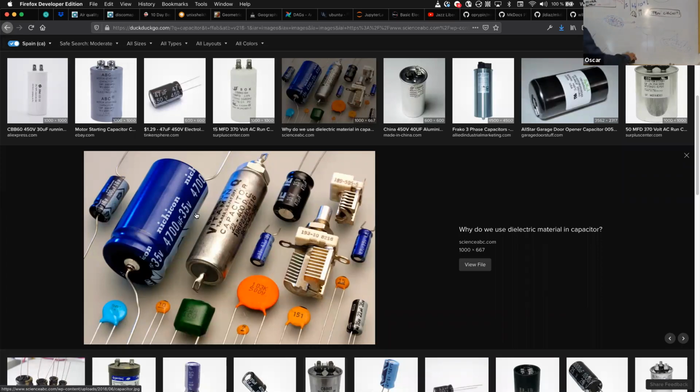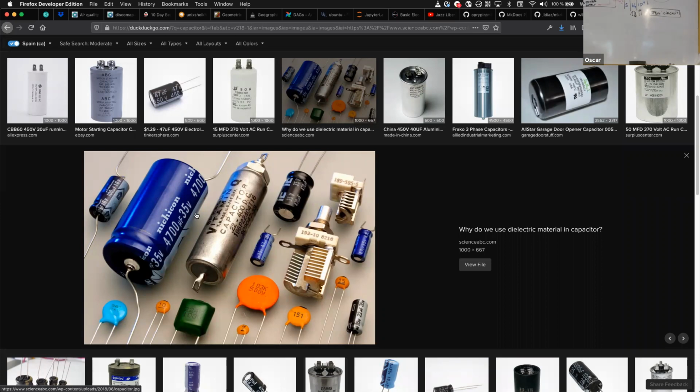Can you use this under the water? Sorry? Do you use this under the water? No. If you isolate them, you could, but no.